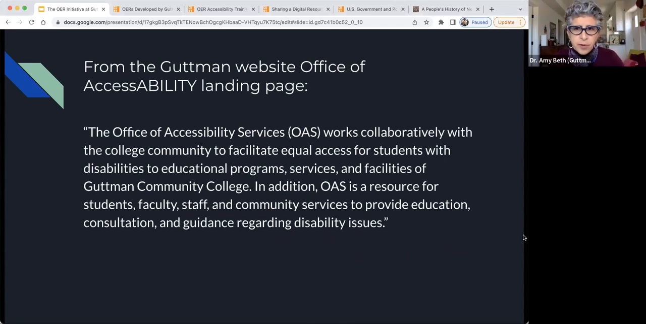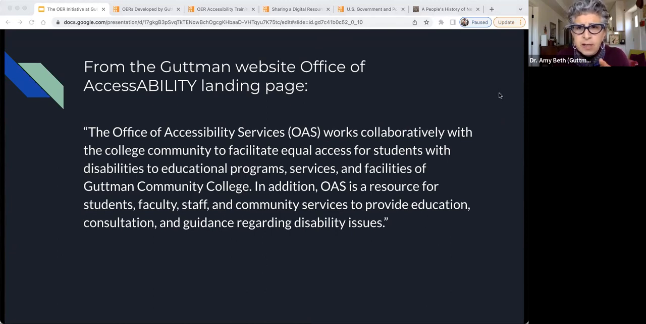So this is a straightforward statement. Almost all CUNY schools have something similar. I'm going to read it, but I'm going to emphasize at the end the distinction. So please do tune into what is being conveyed here. The Office of Accessibility Services, OAS, works collaboratively with the college community to facilitate equal access for students with disabilities to educational programs, services, and facilities of Gutman Community College.